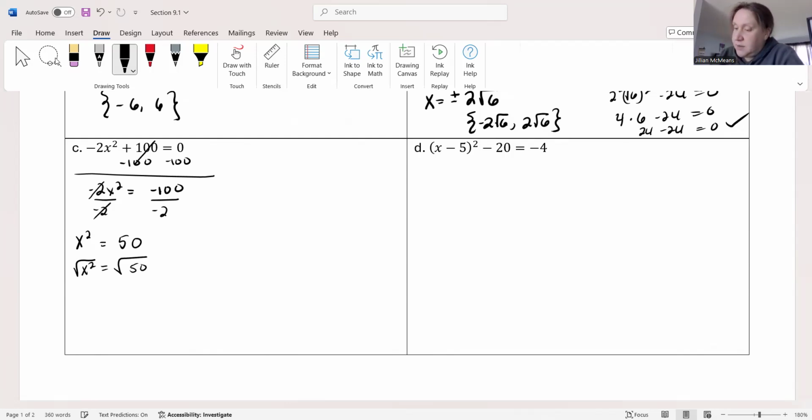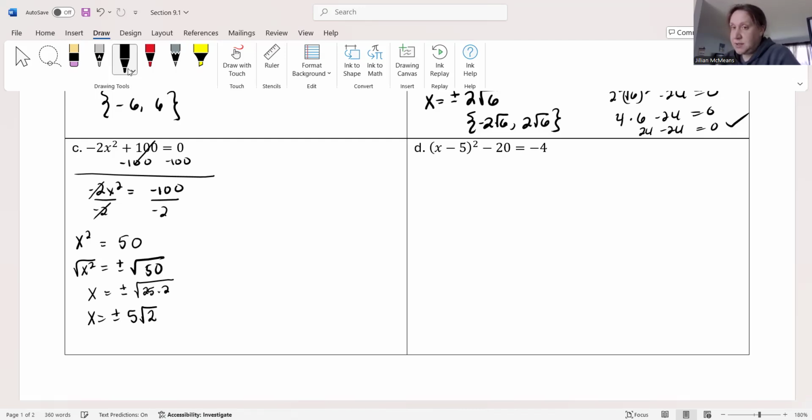And don't forget, I didn't leave enough room here. Let me rewrite that. Don't forget your plus or minus. Well, the square root of x squared is just x, okay? And then we get plus or minus. Now, the square root of 50, I happen to know this could be rewritten as the square root of 25 times 2. And the square root of 25 is a perfect square, so that's just 5. So this equals plus or minus 5 square root of 2.